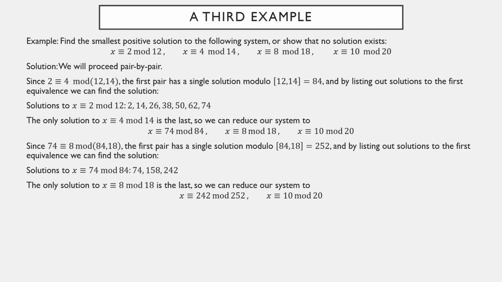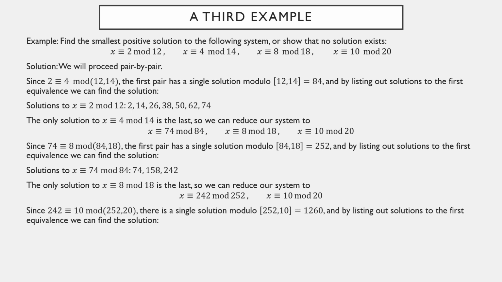Now we just have a pair of equivalences, 242 mod 252 and 10 mod 20. So we check once more. 242 is equivalent to 10 modulo the greatest common divisor of the two bases. So there is a single solution modulo the least common multiple. And the least common multiple of 252 and 10 is 1260.